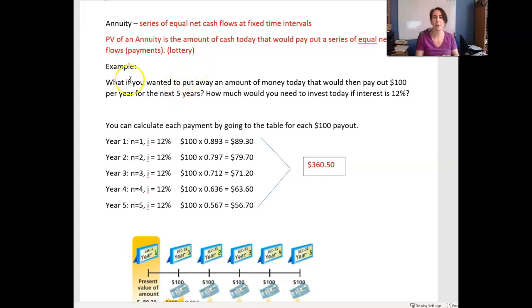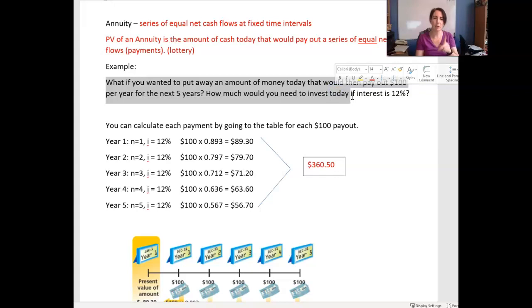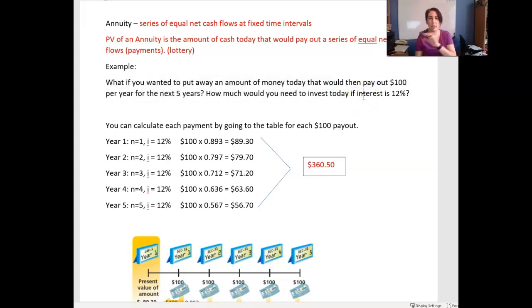Okay, so here's our example. What if we wanted to put away money today and have that money pay out $100 per year for the next 5 years? How much do I need to put away today? If interest is, again, 12%, which is an unrealistic number. But anyway, this is like an annuity. If you wanted to go, this is an annuity because it's equal payments.